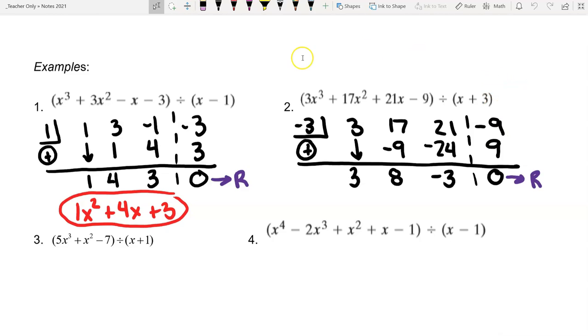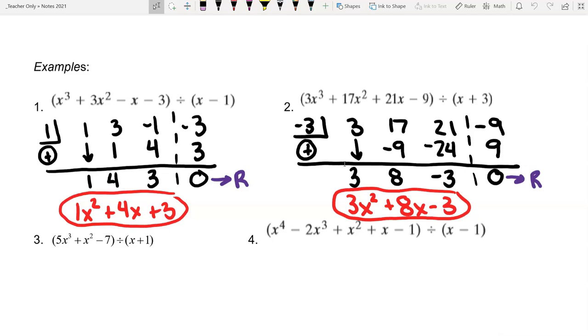So writing our answers, we were a cubic at the beginning, but now we're going to be a quadratic. So this one's going to be paired with the x squared. So it's going to be 3x squared, and then just go down the line, plus 8x minus 3, done, with a remainder of 0. All right?